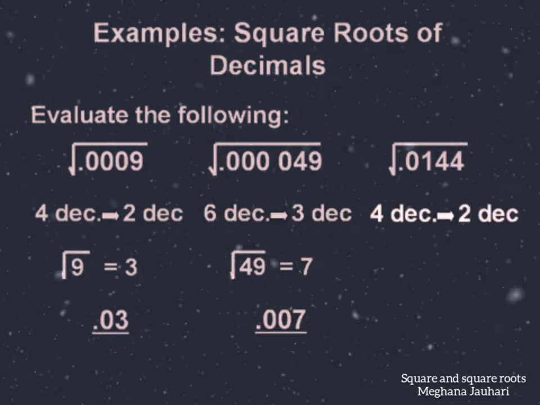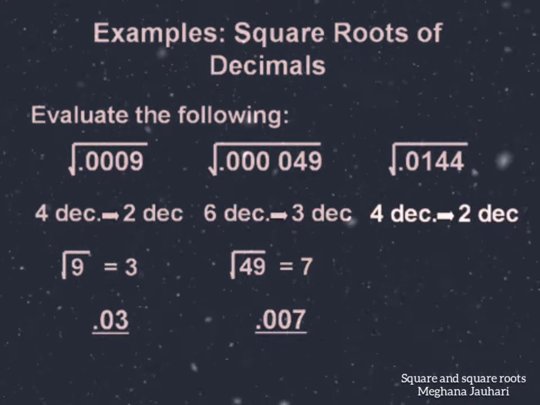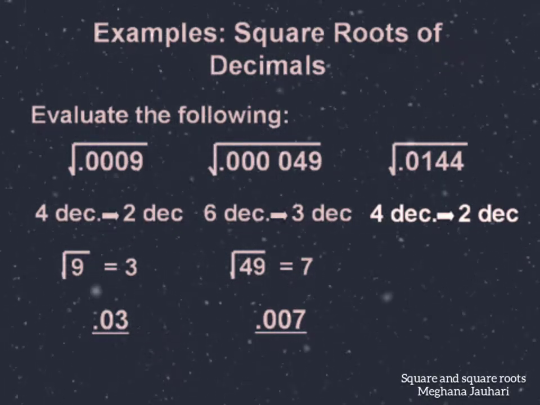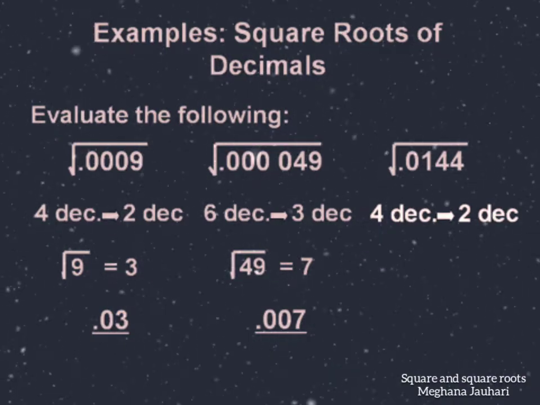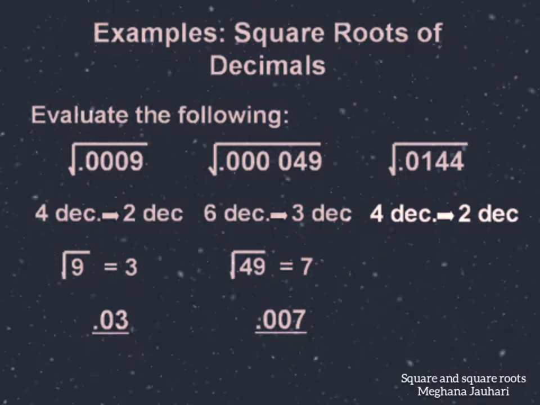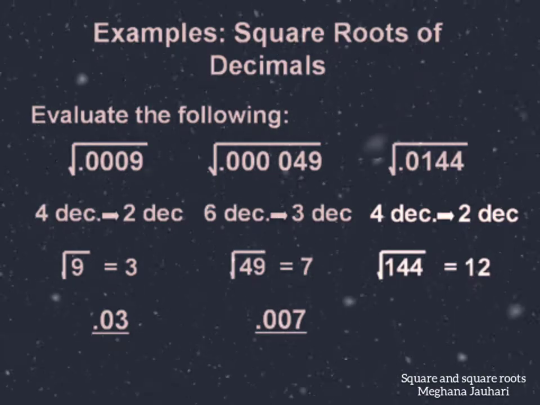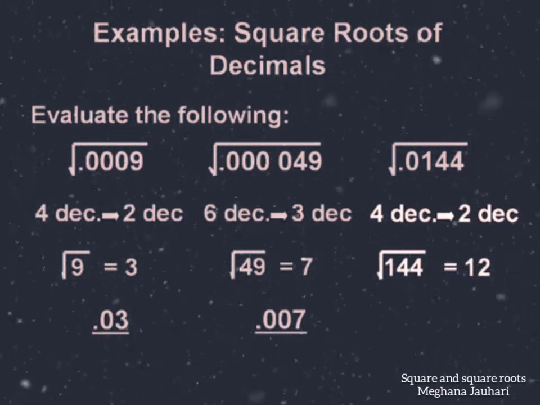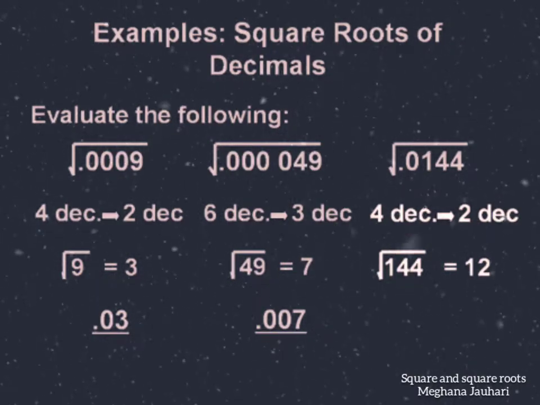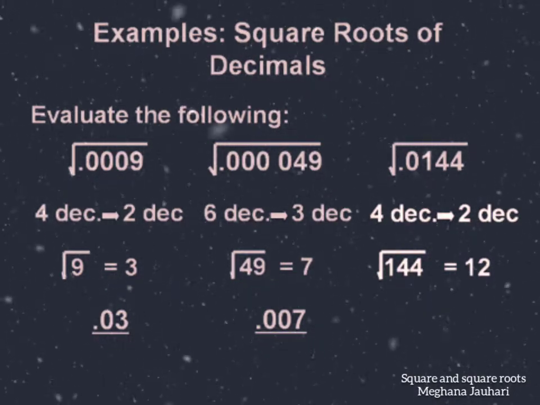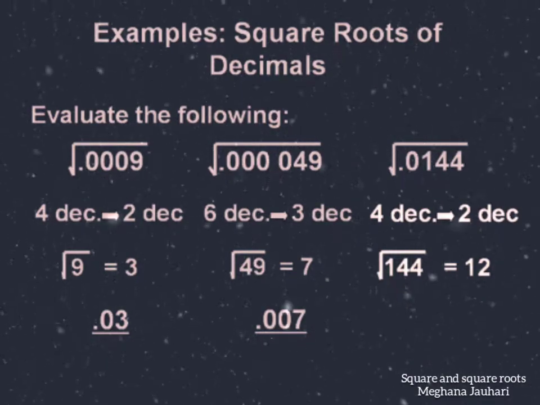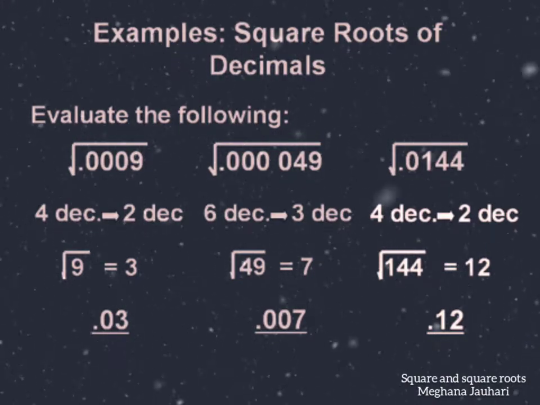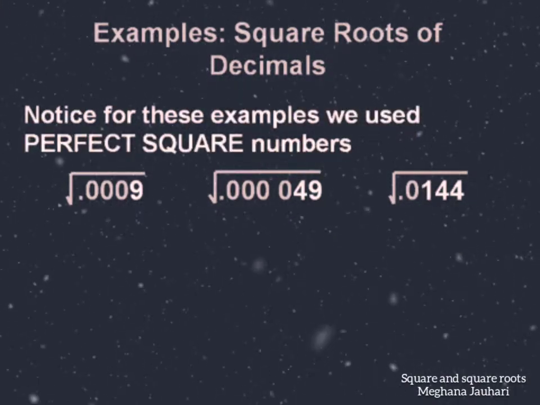Now let's move to the third part. In this part again 4 decimal places will convert into 2 decimal places. We have to find the square root of 144. So the square root of 144, we all know, is 12. And in 12, as we need, we already have 2 decimal places, so we are not going to add any zeros. Directly our answer will be 0.12. Clear?